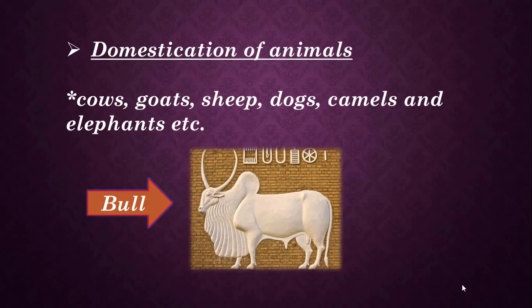Moreover, it was considered the leader of the herd by Indus Valley people, whose size, strength, and power protects the herd. As it was a highly valued animal, the Indus Valley people used to worship it.